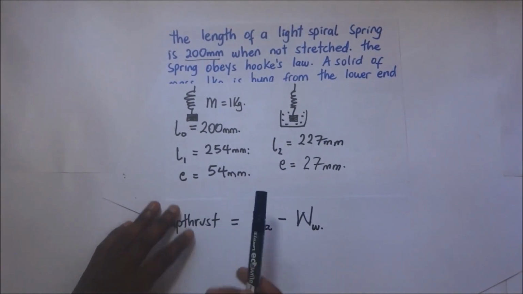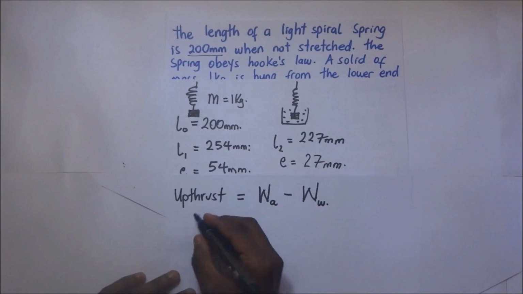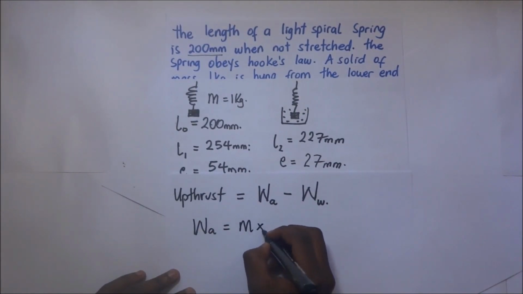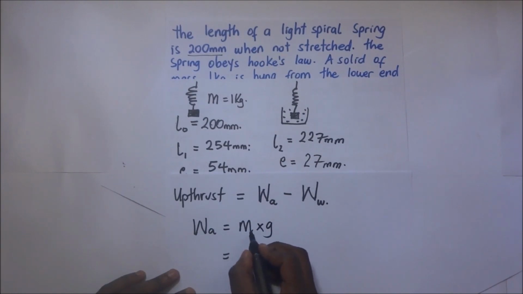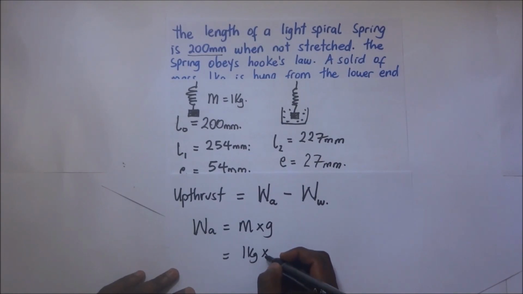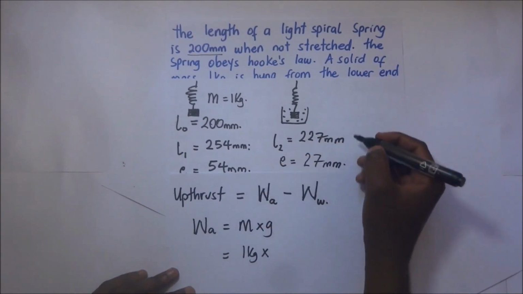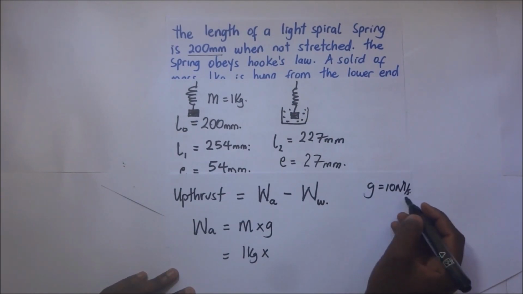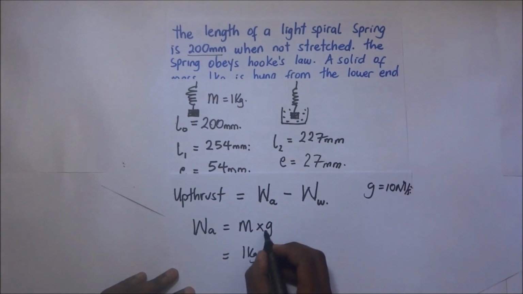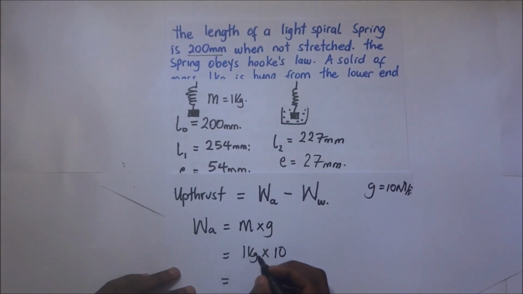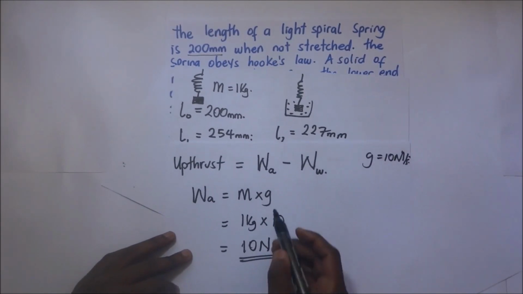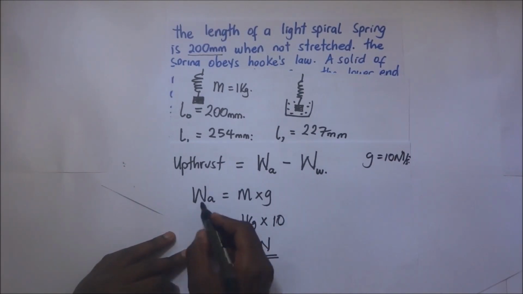Now, its weight in air we can get first. Its weight in air is given by its mass multiplied by gravity. The mass is 1 kilogram, multiplied by the gravity. For this question, we are going to use gravity equal to 10 meters per second squared. So the weight of that substance when it is in air is 10 newtons. We are using gravity as 10 this time around. So we've gotten our weight in air.